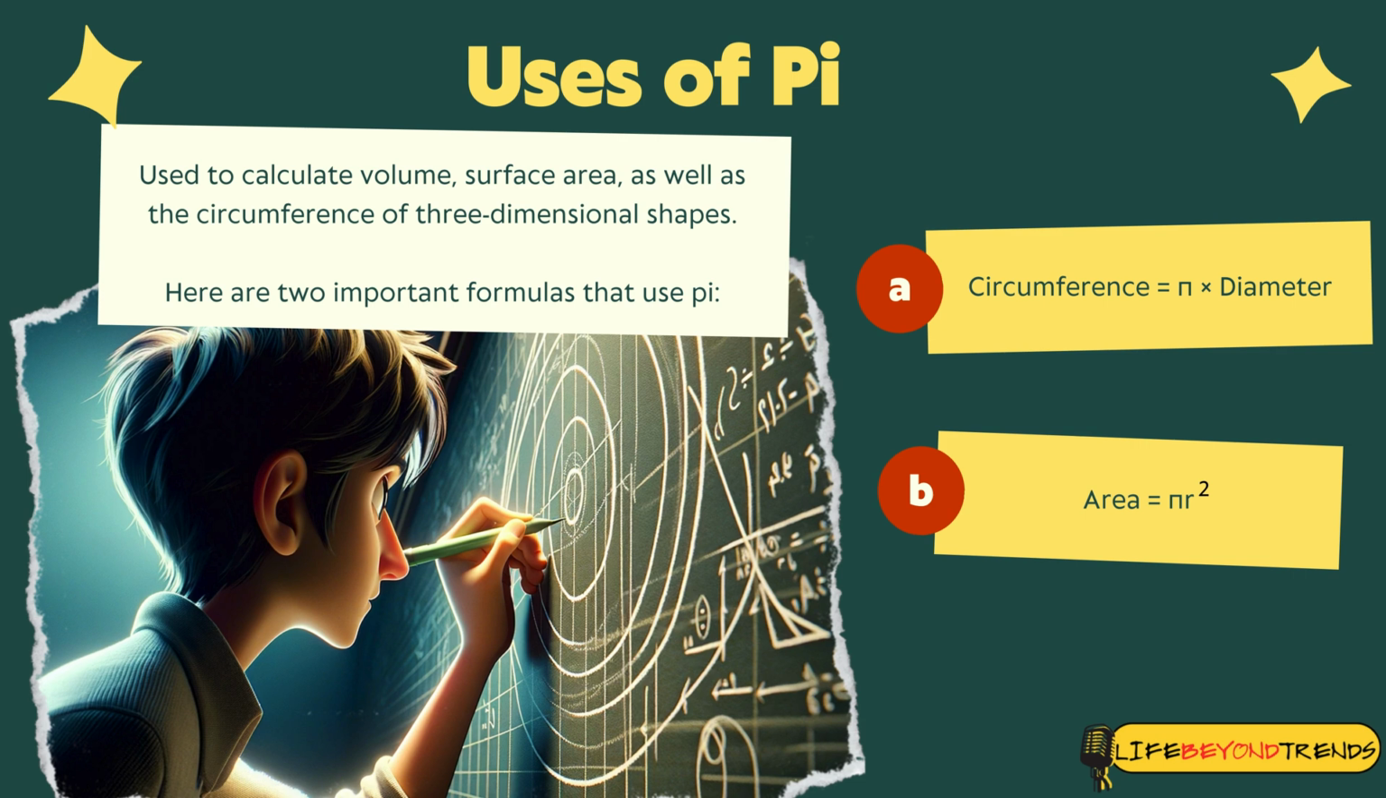Secondly, when we aim to calculate the area of a circle, we turn to the formula of area, which equals pi times the square of the radius. Pi is essential for determining the space a circle occupies. Pi is a bridge connecting the dimensions of circular and spherical objects to their spatial properties. So, pi is important in both academic settings and real-life applications of mathematics and science.